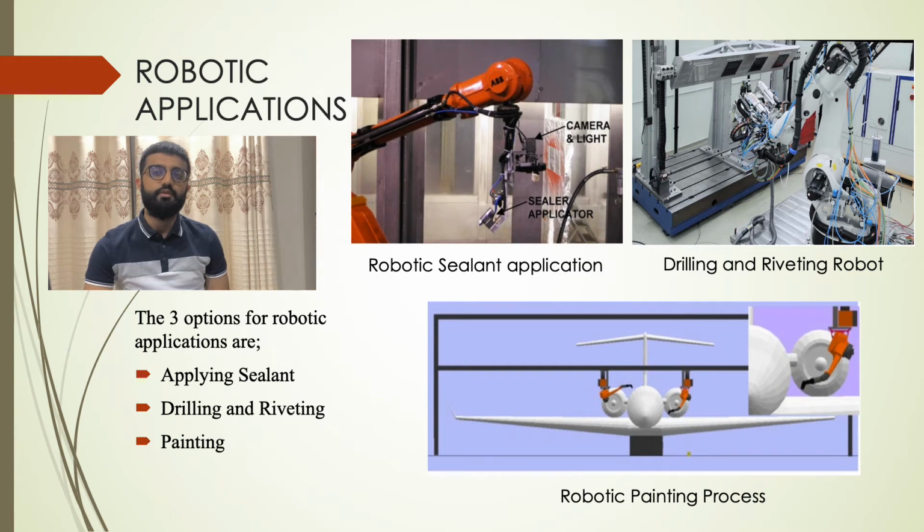Moving on, there are three robotic applications that were considered. First, applying sealant, second, drilling and riveting, and third, painting. They were broken down where key decision was made by choosing drilling as the preferred application to work with.